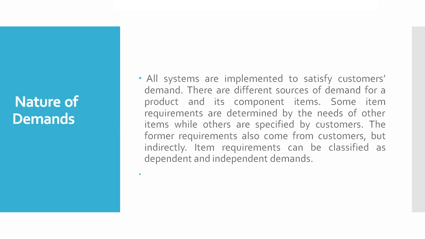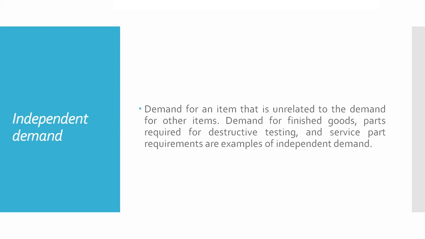Item requirements can be classified as dependent and independent item. तो item demand क्या होती है? Dependent होती है किसी पैरामीटर पे या फिर independent होती है. Independent demand क्या होती है? Demand of an item that is unrelated to the demand of other items. That is the independent demand. Demand for finished goods, parts required for destructive testing, and service parts requirements are examples of independent demand.